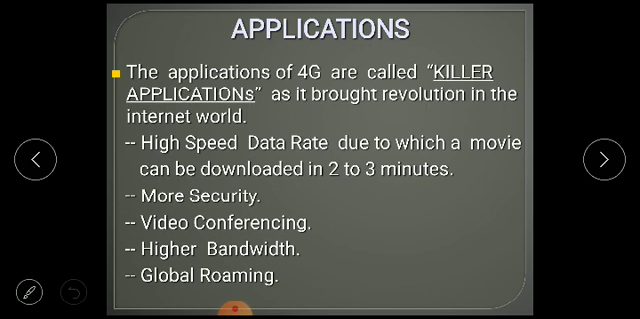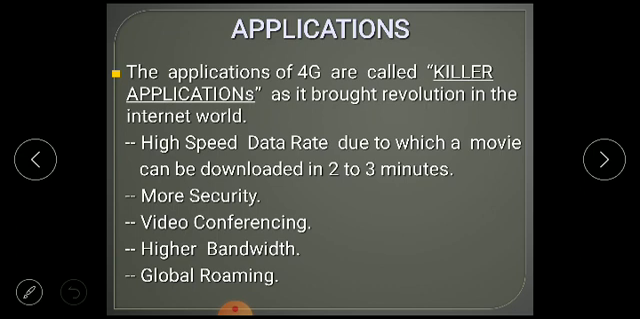Which is impossible in the previous generation networks, is made possible in the fourth generation network, that a single movie can be downloaded in 2 to 3 minutes, or if the data speed is somewhat slow, it can extend up to 5 minutes or 10 minutes, right? And it is more secure, right? So 4G technology is more secure, right?